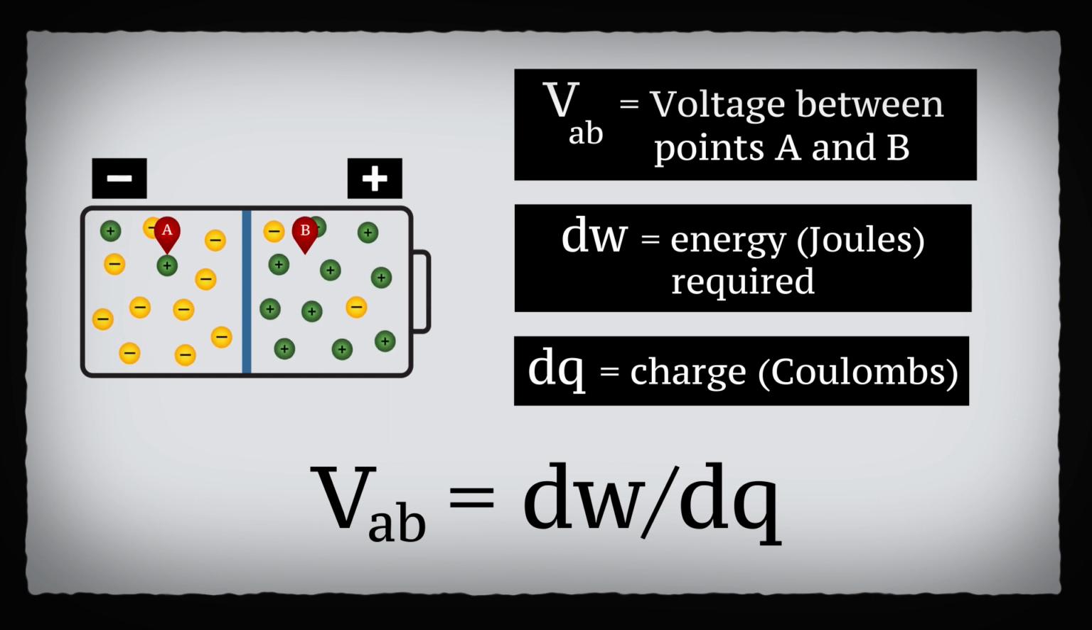As an example, a AA battery has a typical value of 1.5 volts. The positive end is 1.5 volts higher than the negative end. That means that to move positive charge from the negative end of the battery to the positive end of the battery, it takes 1.5 joules of energy per coulomb of charge.